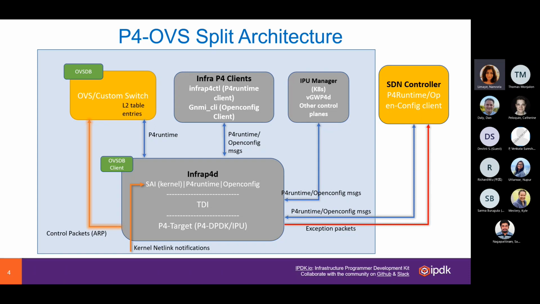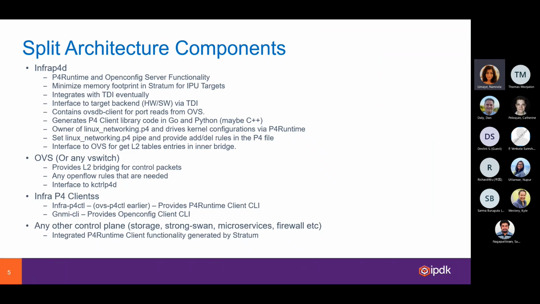Okay, I'll go to the next slide. So these are the components. As I explained, we have infra P4D and we have P4 runtime and OpenConfig server functionality. What we want to do here is minimize the memory footprint of Stratum for the IPU targets, so basically optimize everything that we have done so far. And then this integrates with TDI. We have been able to open source this in the P4 OVS. Now all the BFRT calls, you'll see we are actually making TDI calls in the code. So TDI is integrated in the open source P4 OVS.